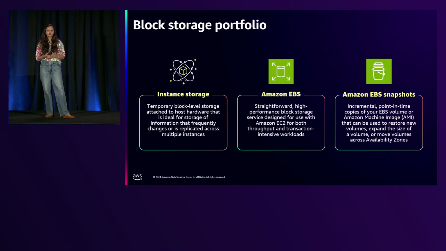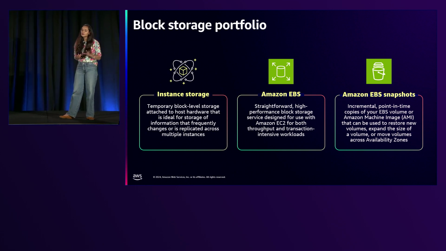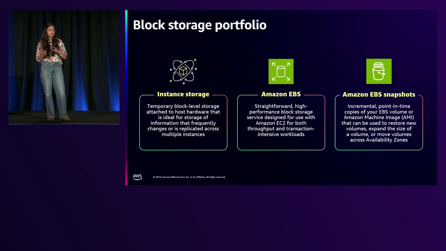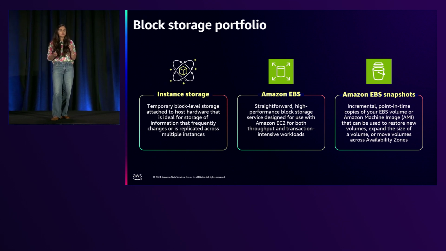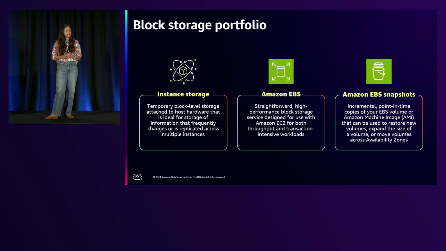So now let's double-click on our block storage portfolio. We think about block storage in terms of two broad categories. One of them is instance storage, and the second one is Elastic Block Store. Instance storage is nothing but the temporary storage that is attached to your EC2 instance. For an example of SSD storage, think of your i4 instances. And for HDD storage, think of your D3 instances. In Elastic Block Store as well, we have examples of SSDs such as GP3 and io2 volumes. And for HDD, we have sc1 and st1 volumes.